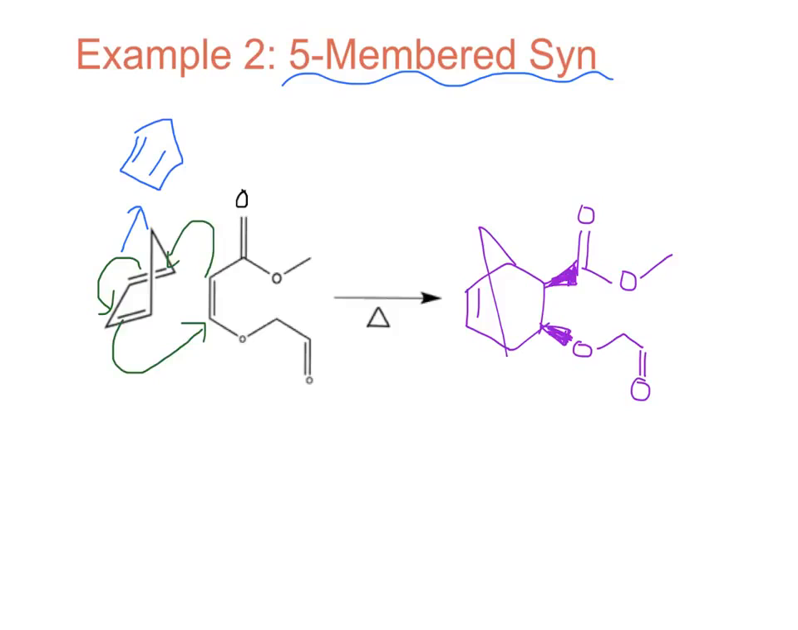Notice how the end product has syn stereochemistry. This means that the bonds are sticking out towards us, meaning solid wedges, or they could be sticking inwards, having the dashed lines. Either way, these both mean the same thing.